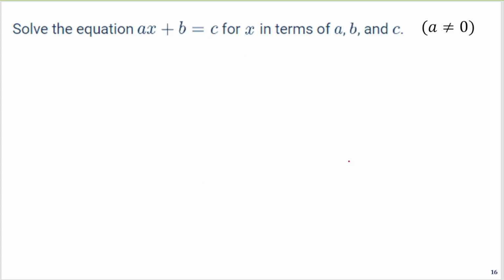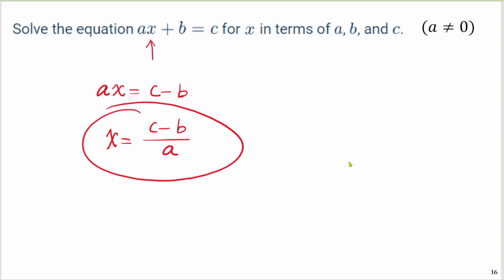Okay, another example. Solve the equation ax plus b equals c for x in terms of a, b, and c, where a is not zero. So this time, except for x, we have a, b, and c, three other letters, right? So just treat other letters as constants if you want to solve for x only. So the original equation is equivalent to ax equals c minus b, right? And because a is not zero, we can divide both sides using a. That gives us x equals c minus b over a. Again, this is our final solution, right? Did you get it? This is how we can solve for one variable in terms of other letters. Just treat anything else as constants, right?